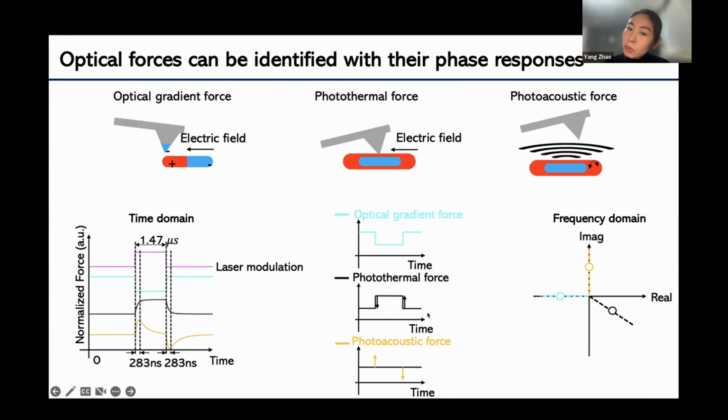So if we were to convert our measurements into the frequency domain and extract the phase of these forces, we can actually redistribute the phase into these three different regimes. And we can assign the forces to these different origins. For example, if you find a force with the phase lying on the negative real axis, that comes from the optical gradient force, and so on and so forth. So you can use the phase information to dissect and delineate what kind of forces it is essentially coming from.